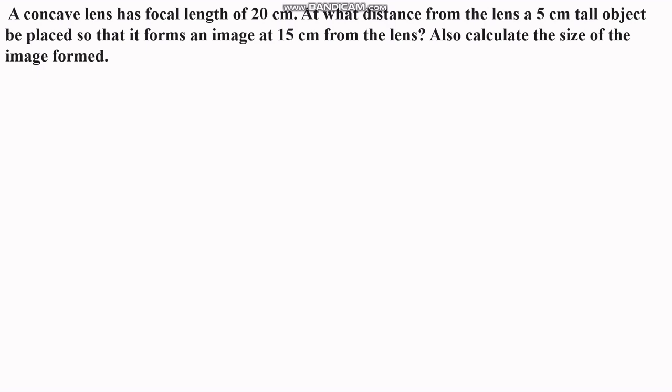So in this question, you are given focal length to be 20 centimeter and it's a concave lens. So f will be equal to minus 20 centimeter. Then you are given object to be of 5 centimeter. You want the image to be formed at 15 centimeter from the lens. Now, since it is a concave lens, we all know it forms only virtual image. So, in this case, v is equal to minus 15 centimeter. You need to calculate even the size of the image.